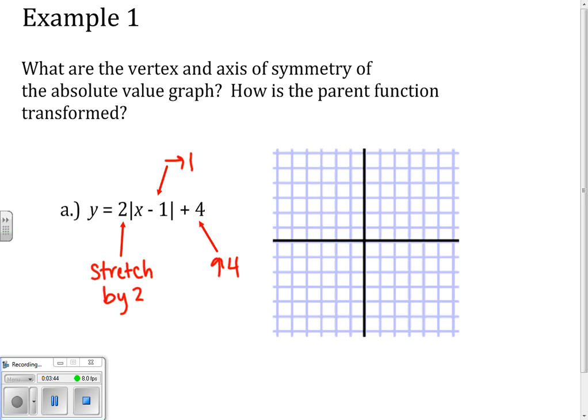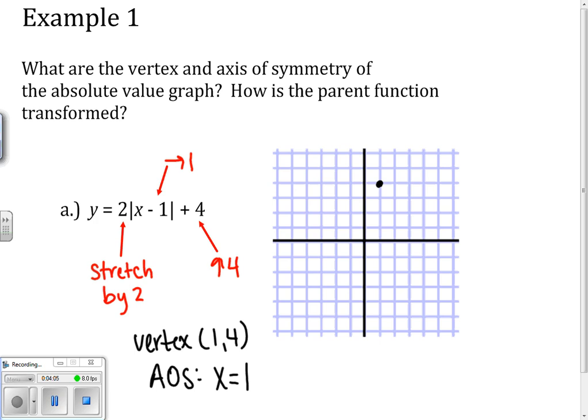Well, think about what happens on the graph if you do that. If you move right 1 and up 4, that ends up being your starting point. That point right there is called your vertex. And it occurs at (1, 4). I moved right 1 and up 4. I also know that my axis of symmetry, which must start with an x equals, will be x equals 1.